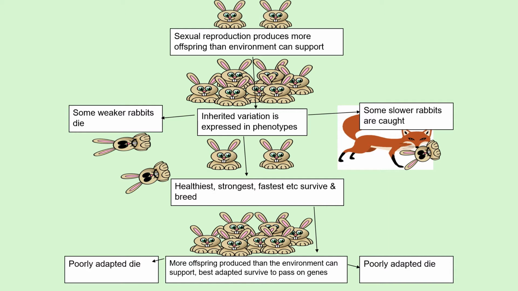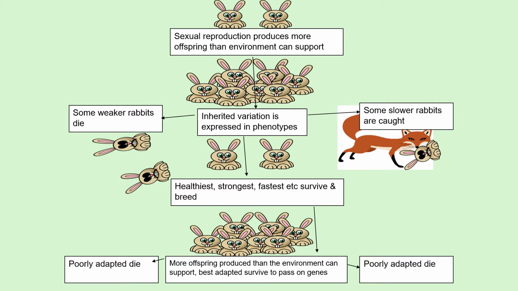So sexual reproduction produces more offspring than the environment can support. You've got your differences in your offspring that are expressed in the phenotype. Remember, that's their physical characteristic. So some weaker rabbits die, and some are caught by predators. You've got competition, disease, harsh environmental conditions. So only the healthiest, strongest, fastest survive, so survival of the fittest, and they pass on their favourable characteristics down to their offspring when they interbreed.